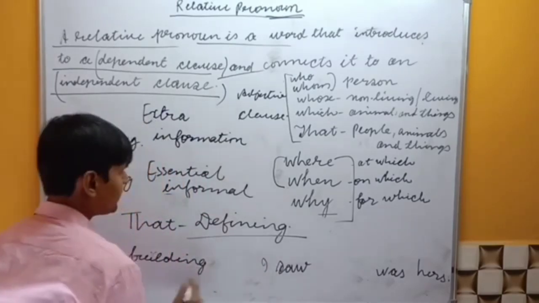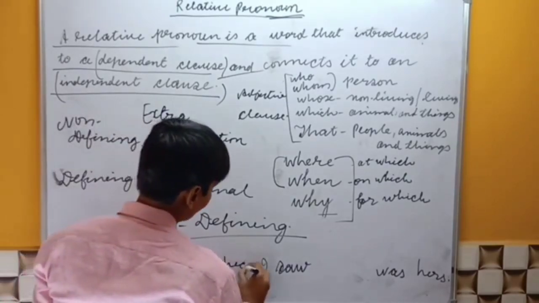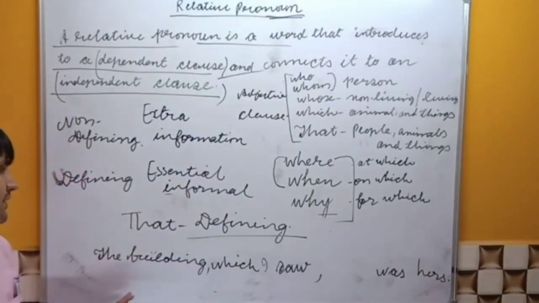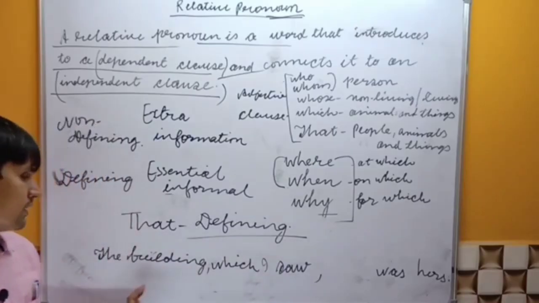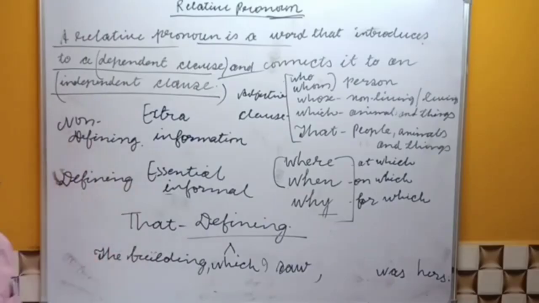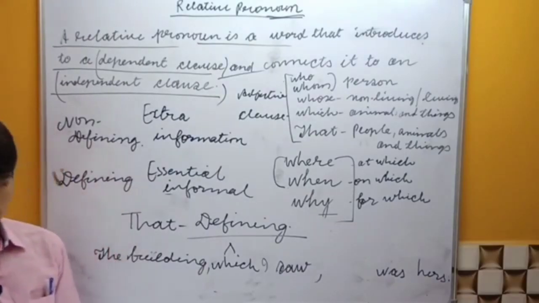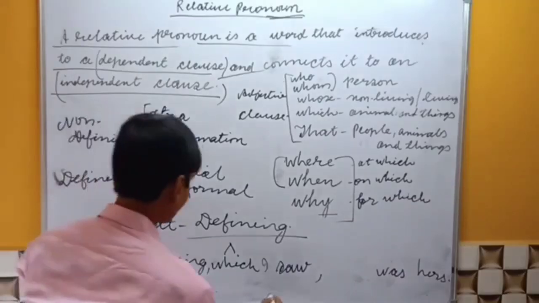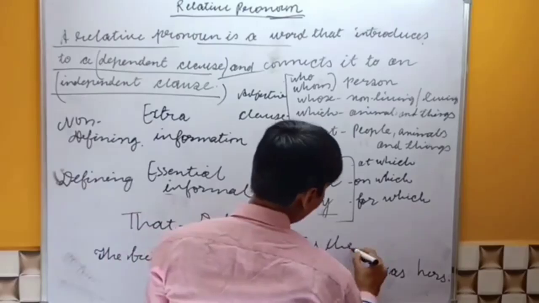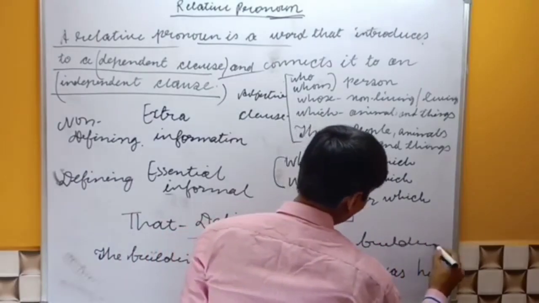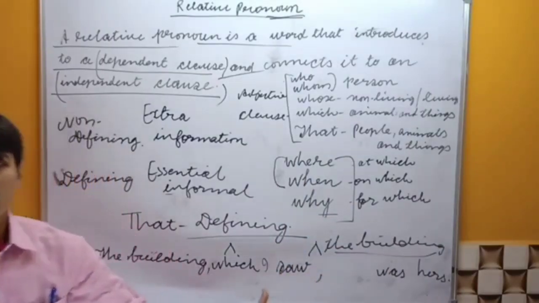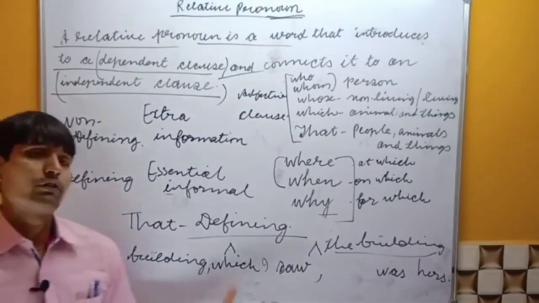So you can write "the building, comma, which I saw, comma, was hers." Now there are two sentences. The first sentence is "the building was hers." The second is "I saw the building." So "which" has been used as the object of the sentence. Now you can omit this object. For example, the meaning is "I saw the building." The building is here. You can write it in this way: "I saw the building" is the dependent clause, and the second one is "the building was hers."